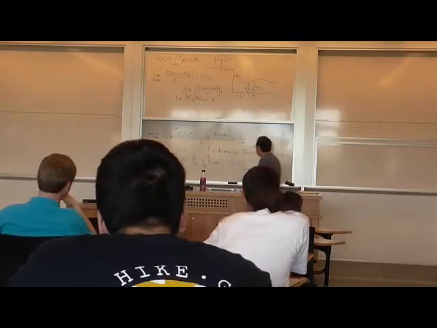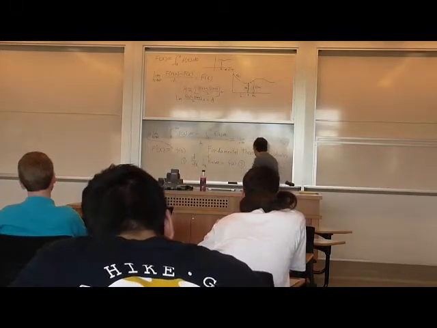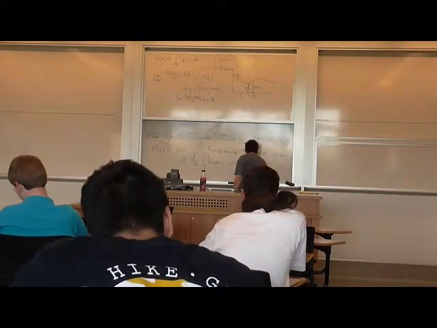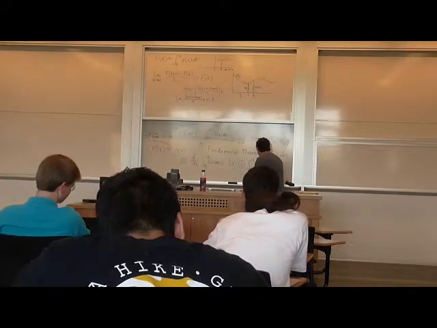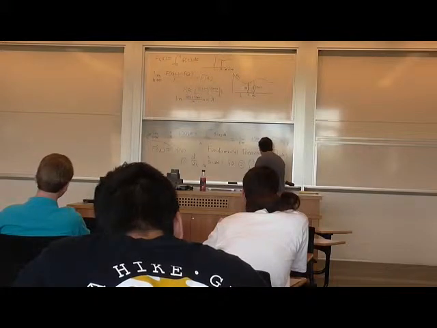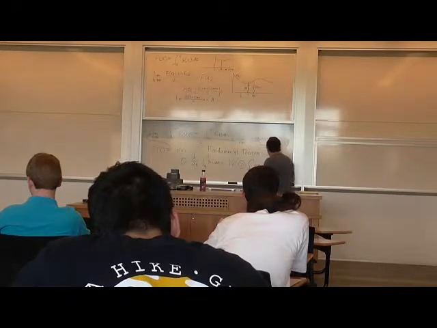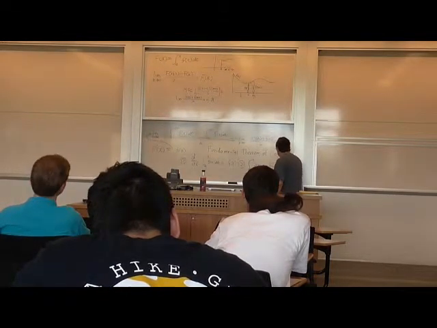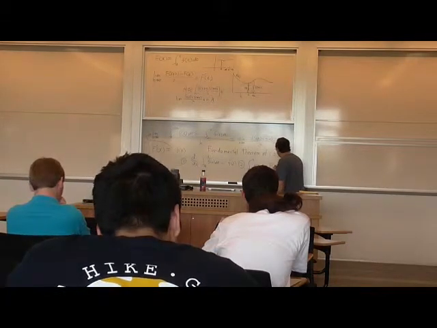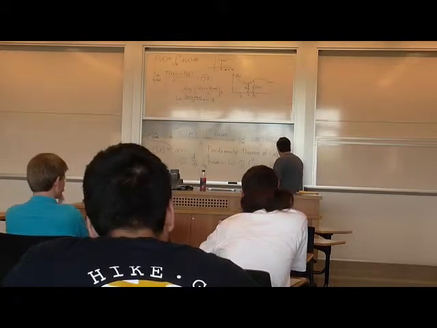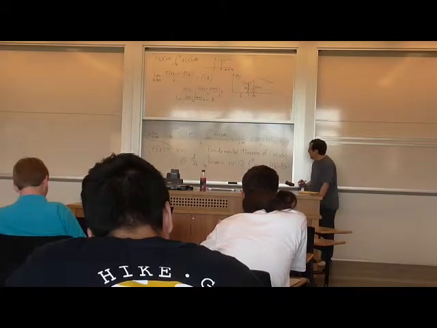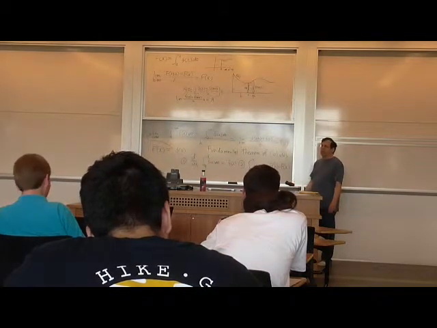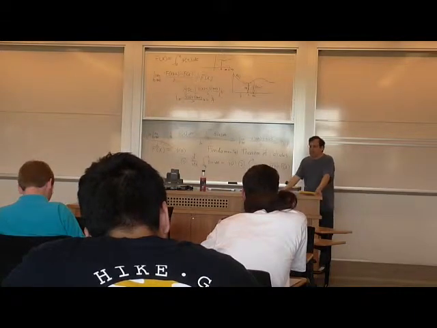Part two tells us that we can now evaluate this integral, f of t dt, as our antiderivative at b minus our antiderivative at a. This is the second part of our fundamental theorem of calculus.